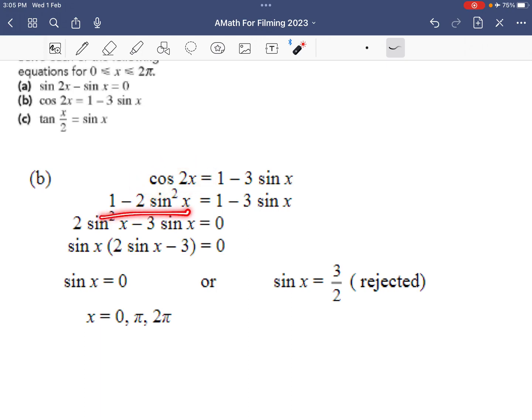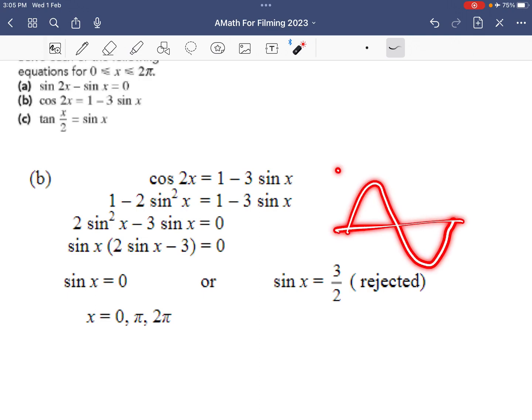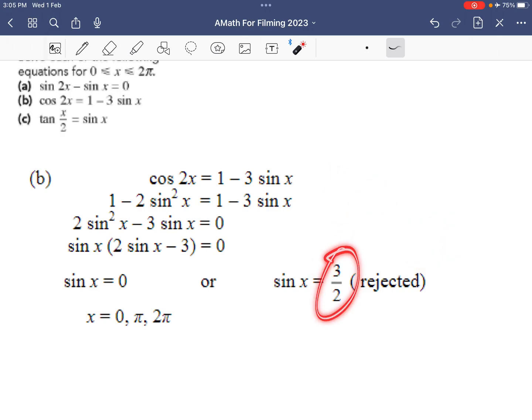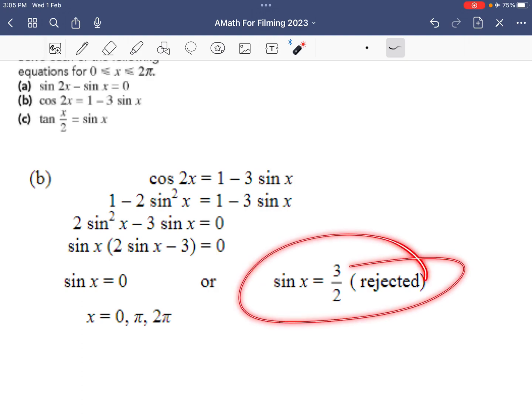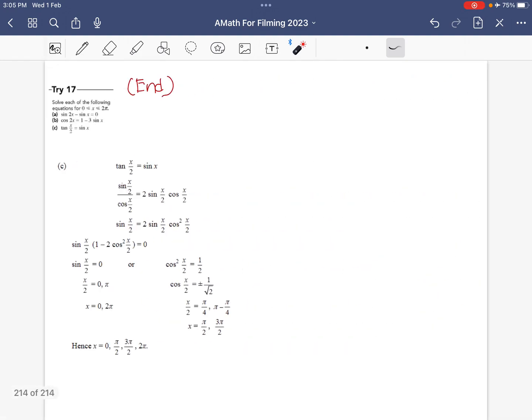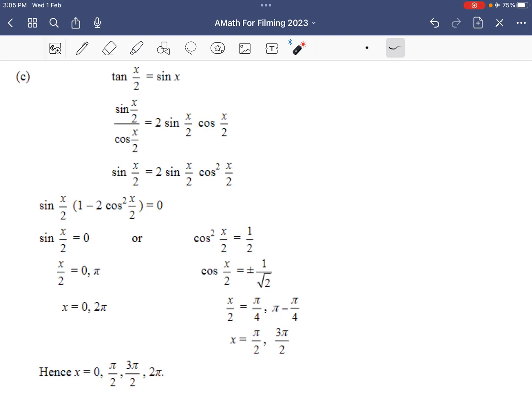If I use the third option, I will get cosine of 2x is equals to 1 minus 2 sine square x. Rearrange the equation. I factorize sine x. I can solve sine x equals to 0, generating these values. And 2 sine x minus 3 equals to 0. The value of sine x, if you remember, the amplitude of the sine curve is 1. So the maximum is 1, minimum value is negative 1. In this case, sine x is 3 over 2, is not a valid answer, so this is rejected.